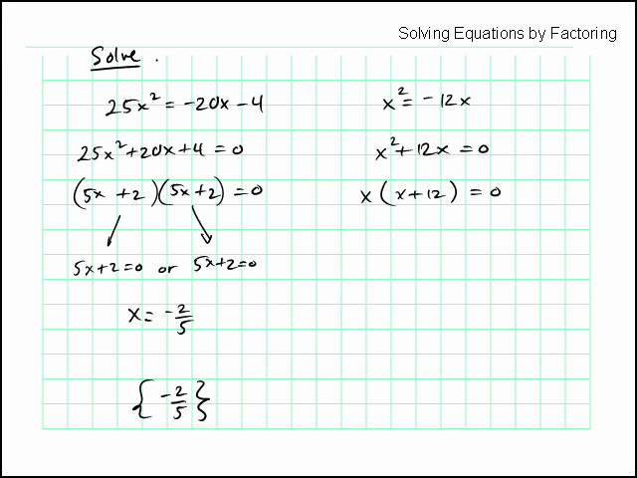And it's factored. I now apply the zero product property, or the zero factor property. X equals 0, or x plus 12 equals 0. So my two solutions are 0 and -12. And I've solved the equation again. Okay, next one.